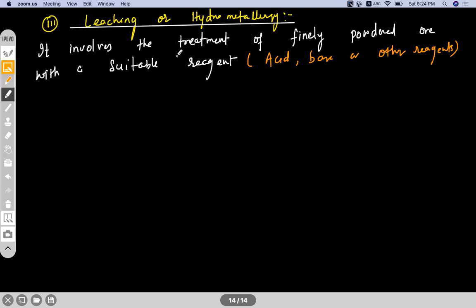Okay. And we choose this reagent in such a way that this reagent can dissolve the ore, but not the gangue or impurities. So it involves the treatment of finely powdered ore with a suitable reagent, which can dissolve the ore, but not the gangue. This is the condition we have.